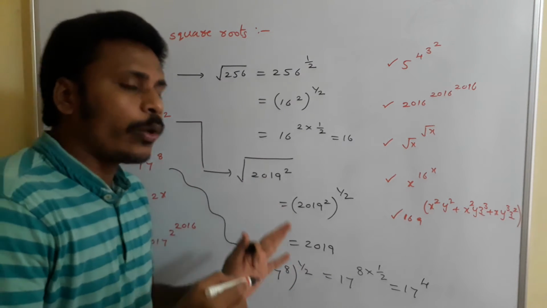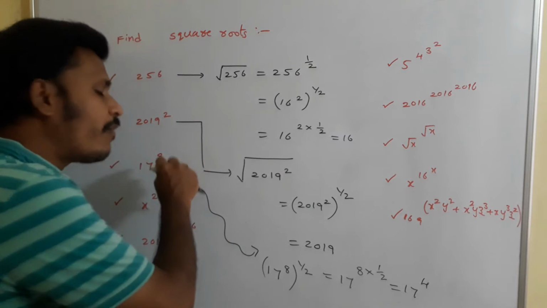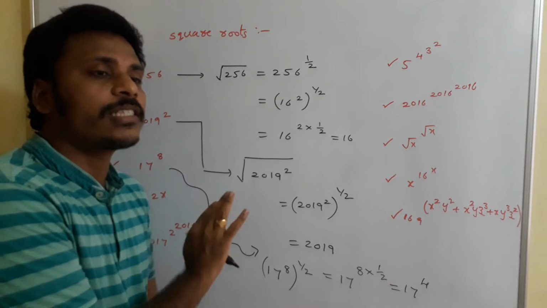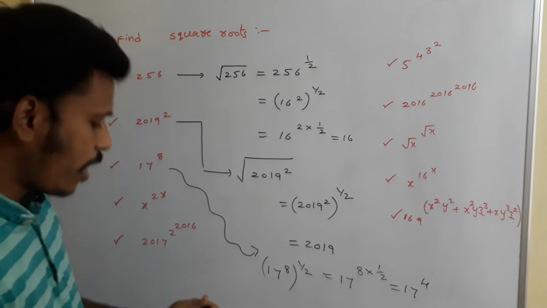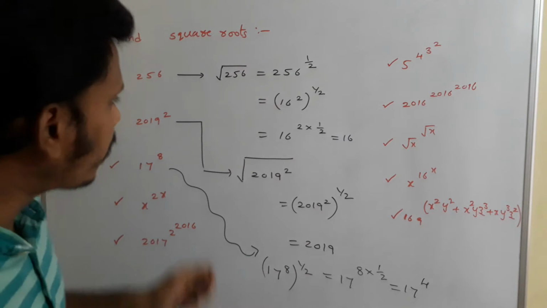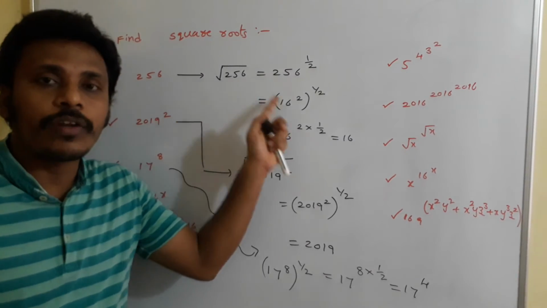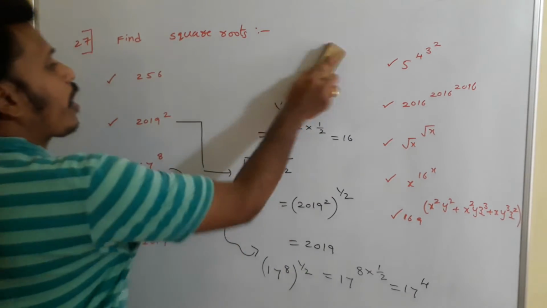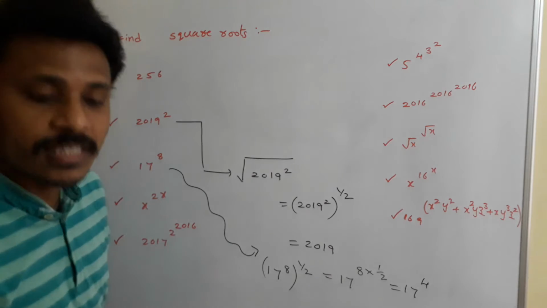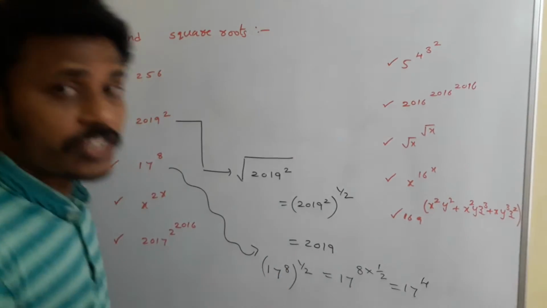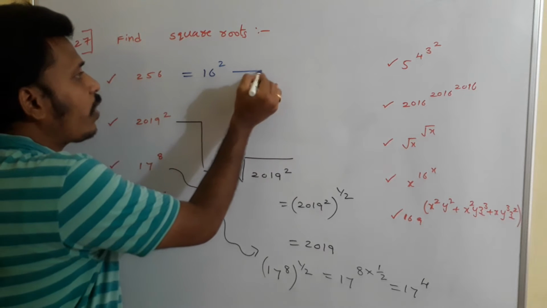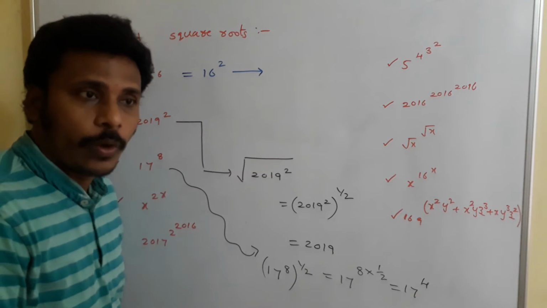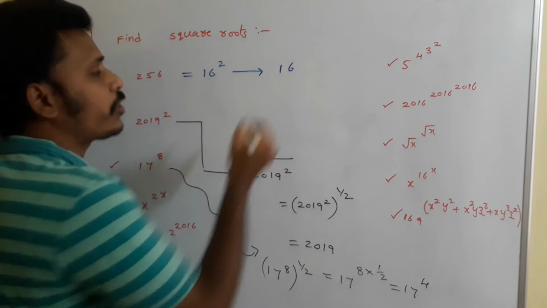Simply to calculate the square root, the power becomes half. That's the idea. What's the idea? The power becomes half. I will tell you once again. For the first one, the square root of 256 we are going to calculate, and we know 256 is 16 squared. Then what is the square root of 16 squared? That is 16, as I mentioned.